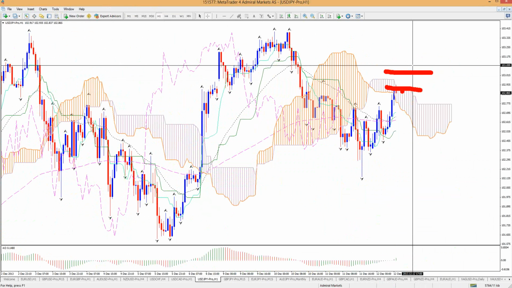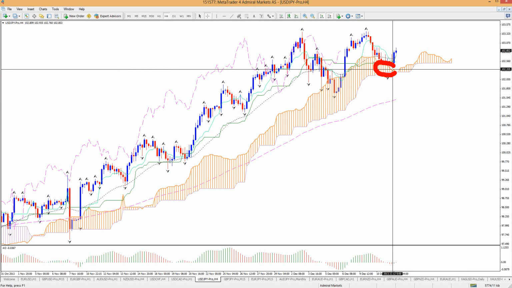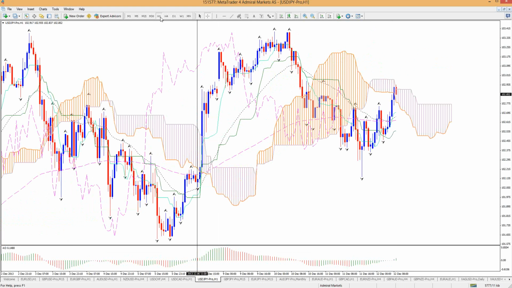But in the meantime, it could definitely be resistance. Agree. Bounce off the cloud here, in fact, as well. We got the Tenkan over the Kijun as well. The Chikou span is in the cloud. So there is some resistance on the 1-hourly indeed.